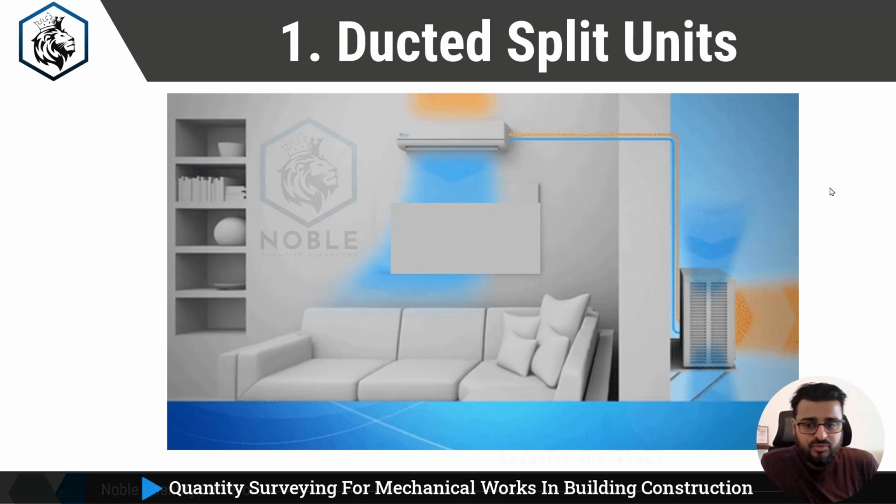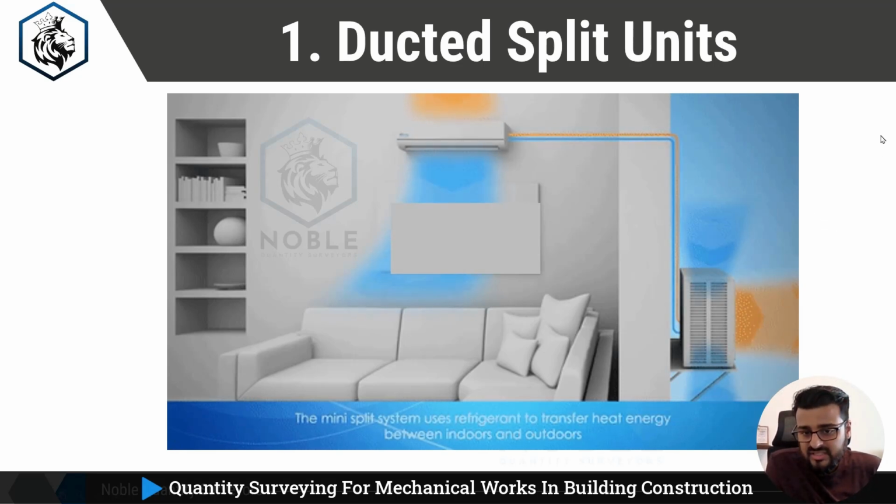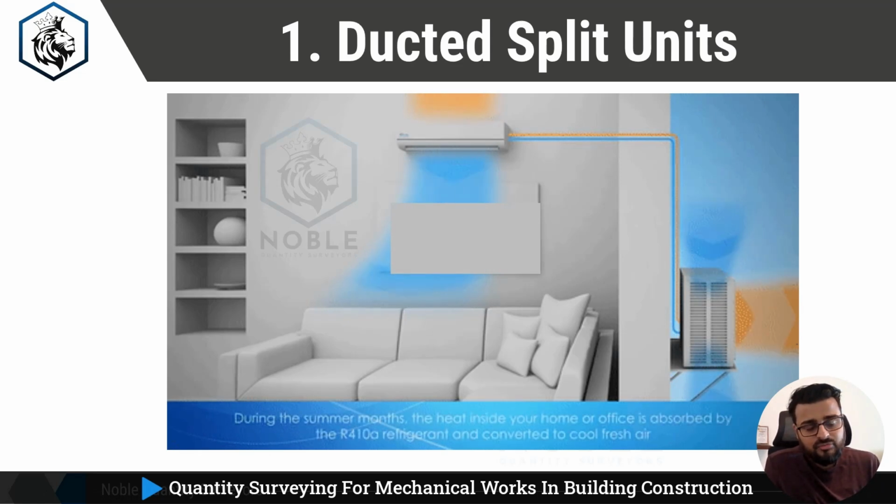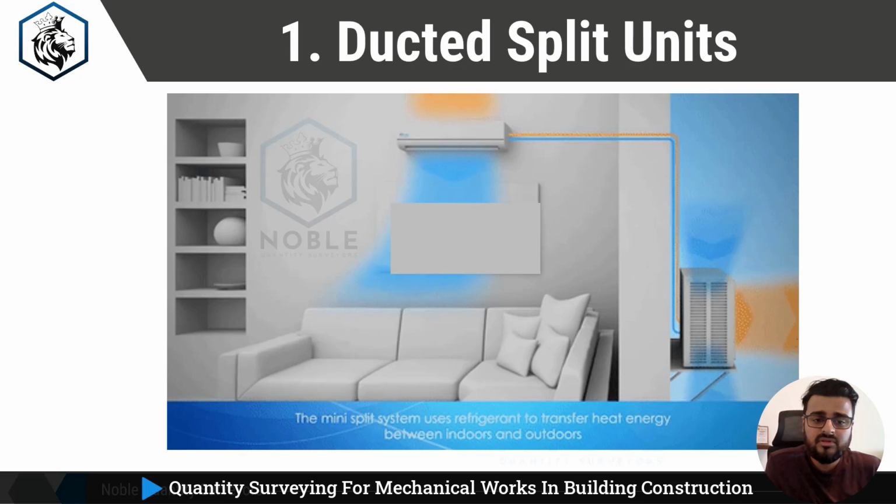And this kind of unit is mostly used in high-rise residential buildings, where an apartment is occupied by a single family. Only one family occupies one apartment, and this kind of unit is used for this kind of product.